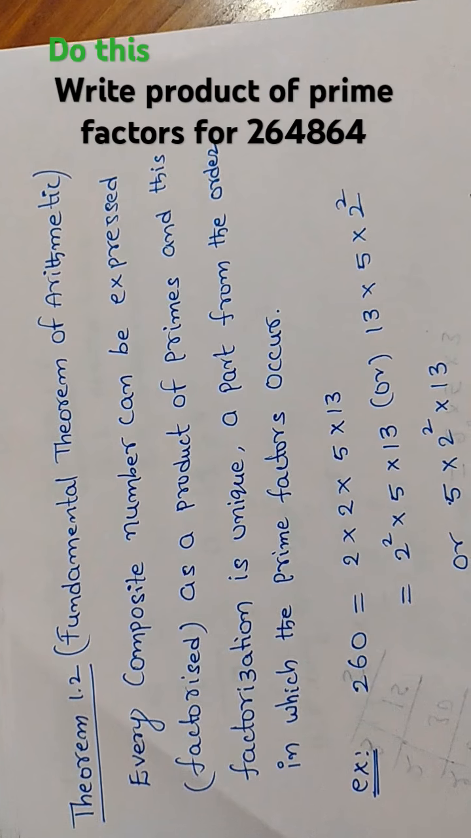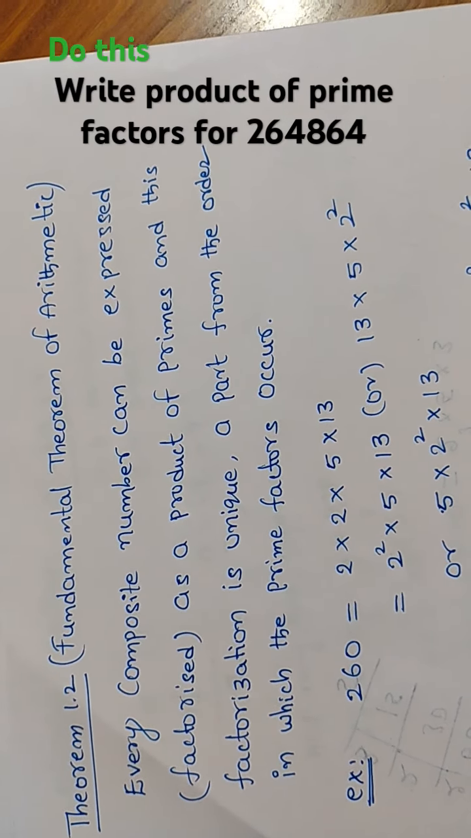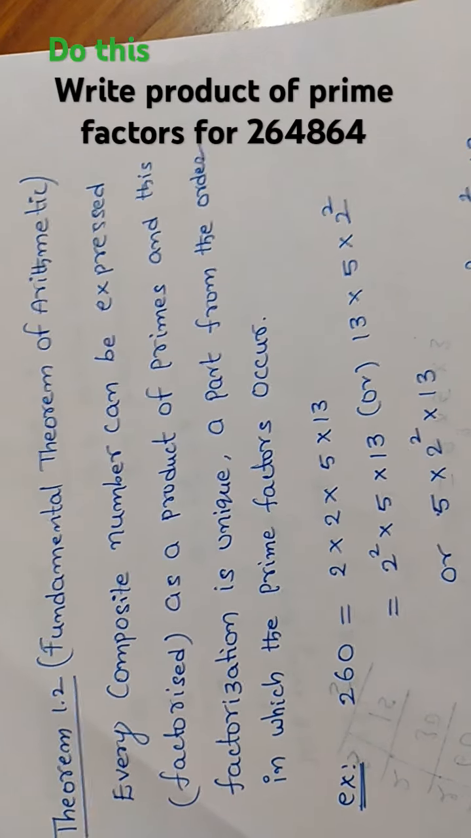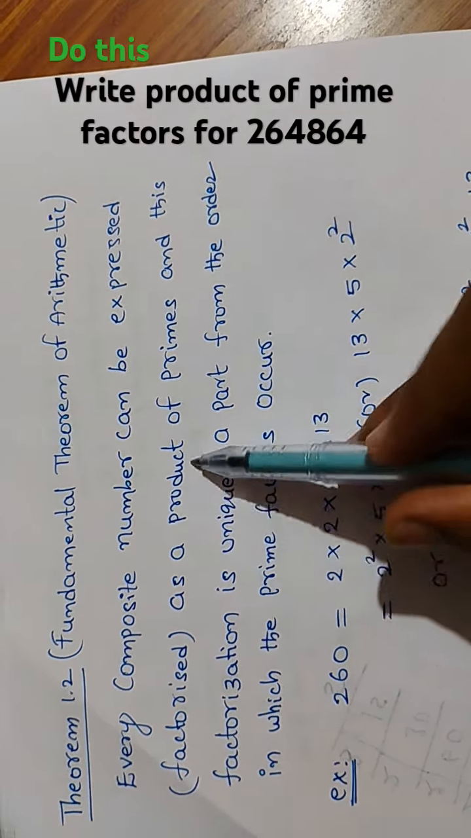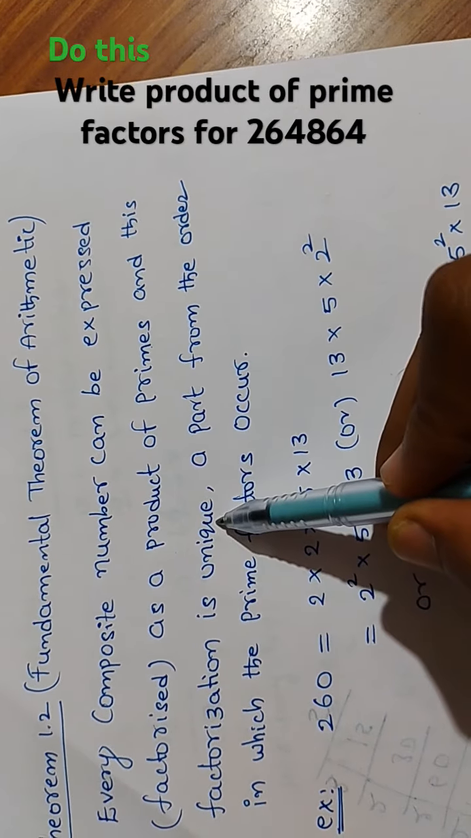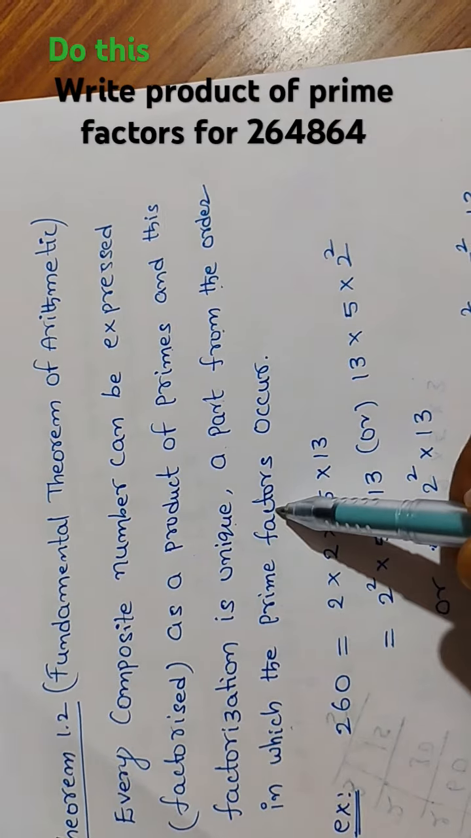In this class I am going to explain theorem 1.2, the fundamental theorem of arithmetic. Every composite number can be expressed as a product of primes, and this factorization is unique, apart from the order in which the prime factors occur.